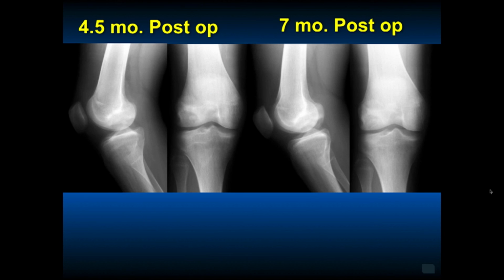These are x-rays 4.5 months after his drilling, and you can see what a difference it looks like from the original x-rays. And then these are the x-rays 7 months after his drilling, and fortunately the femoral condyle shape and appearance is improving radiographically. We didn't let him play basketball for a year.